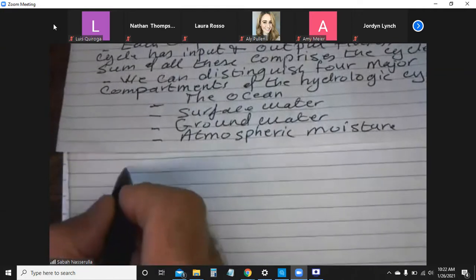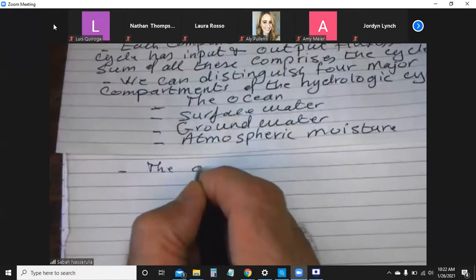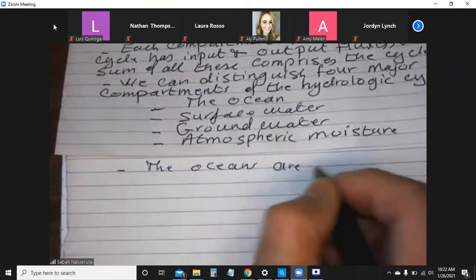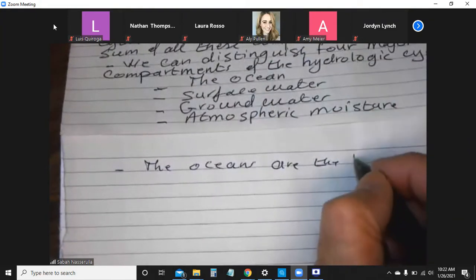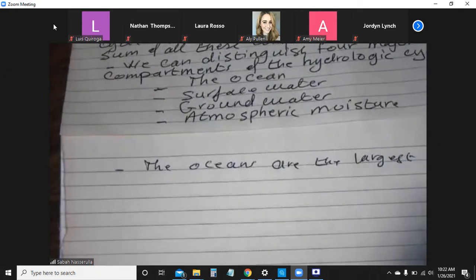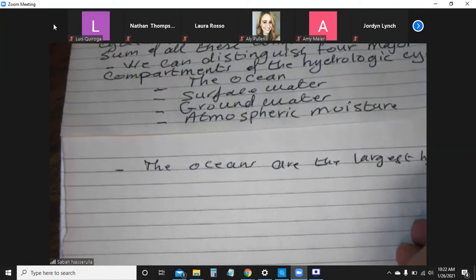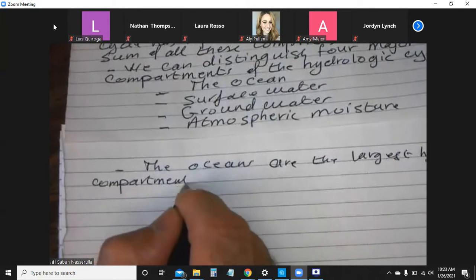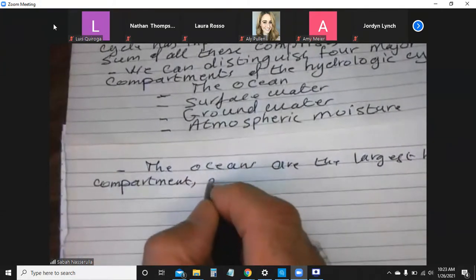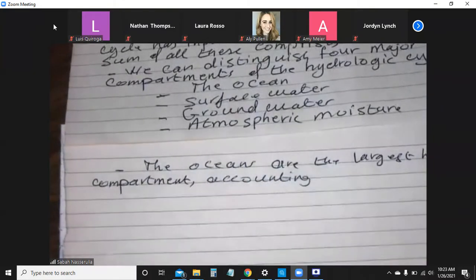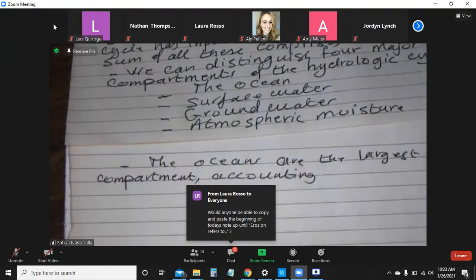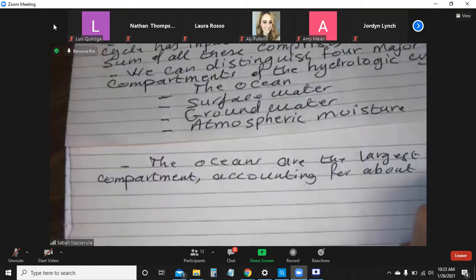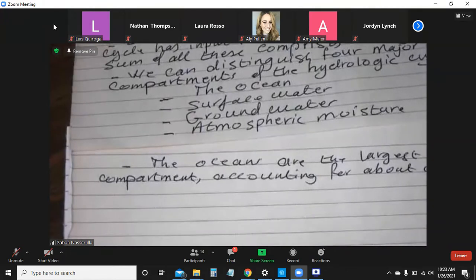Of course, in the case of the oceans, the oceans are the largest hydrological compartment, as you already know, accounting for about 97.4% of all water on the planet.